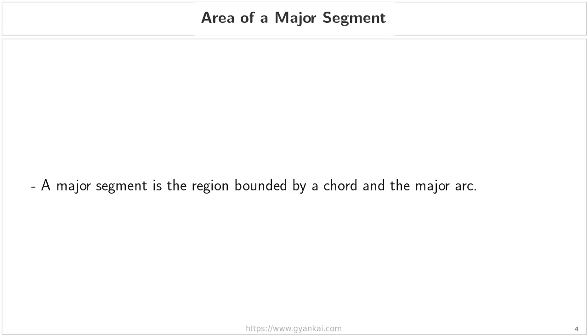Area of a major segment. First, let's define what we are looking at. A major segment is the region bounded by a chord and the major arc. If you think back to our previous lessons on segments, you'll remember that a chord cuts the circle into two parts. The larger part is our major segment.